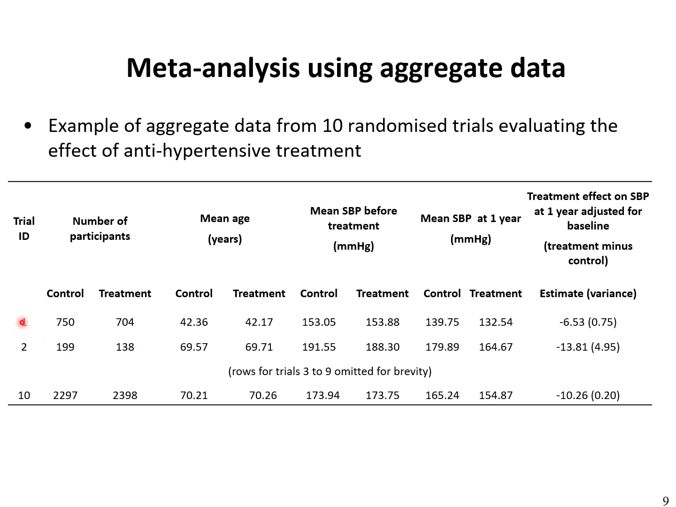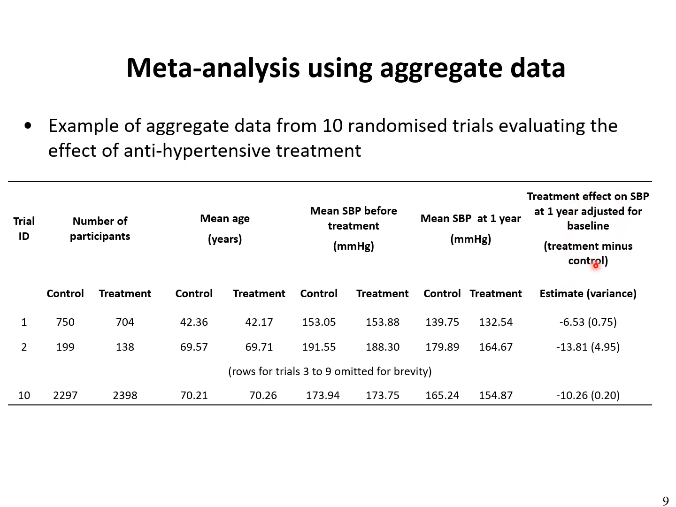I'm just showing rows 1, 2 and 10, omitting rows 3 to 9 for brevity so you can see more clearly. We have the number of participants in the control and treatment group for each trial, the mean age, here it's 42, in this trial 69, so slightly older. The baseline characteristics, so prognostic factors at baseline, for example the mean blood pressure in each group before treatment. The follow-up information, the mean blood pressure at 1 year in each group, and the treatment effect.